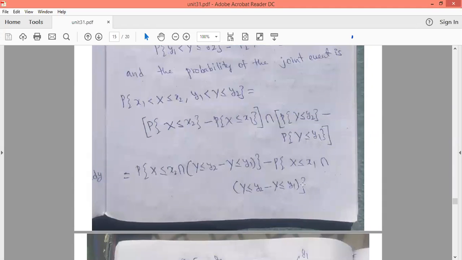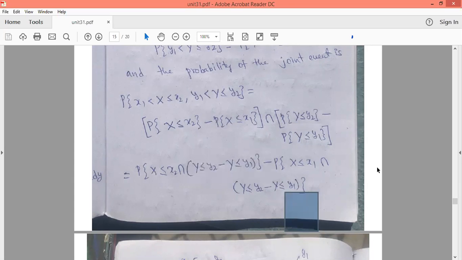So from that, we are combining these two terms. If you combine these two, we get y less than or equal to y2 minus y less than or equal to y1. So we are combining the y terms here and writing it like this: y less than or equal to y2 minus y less than or equal to y1.